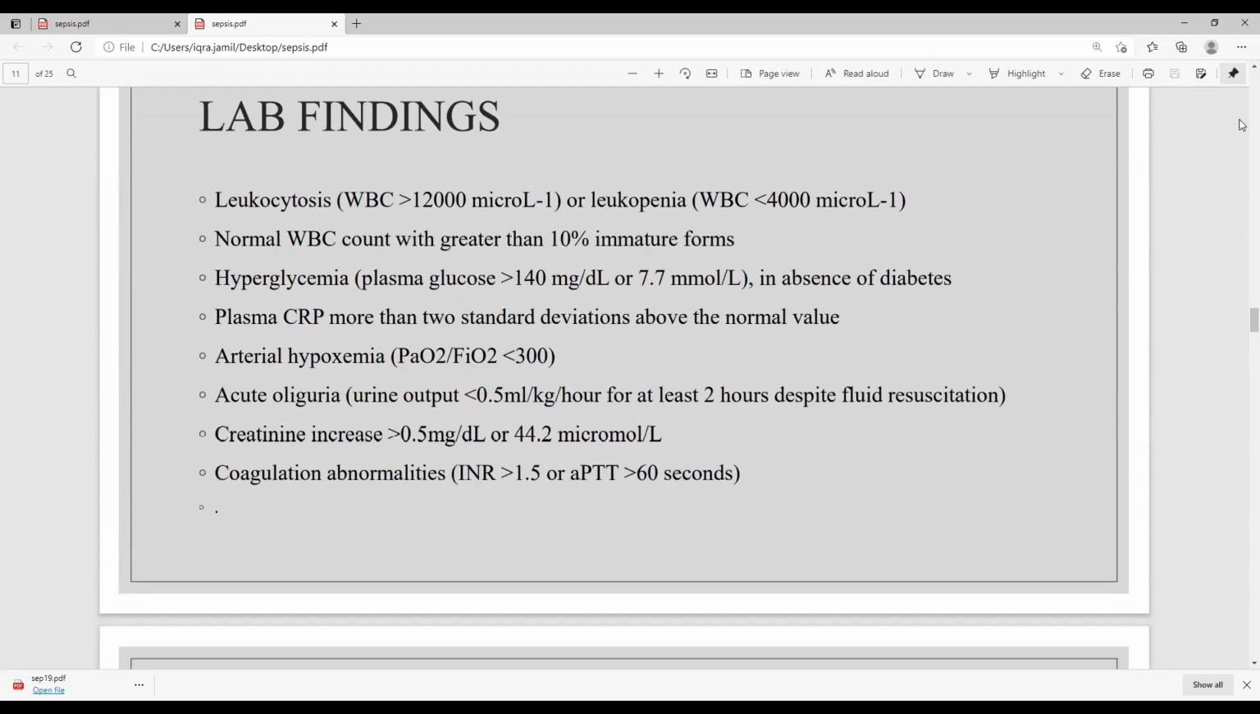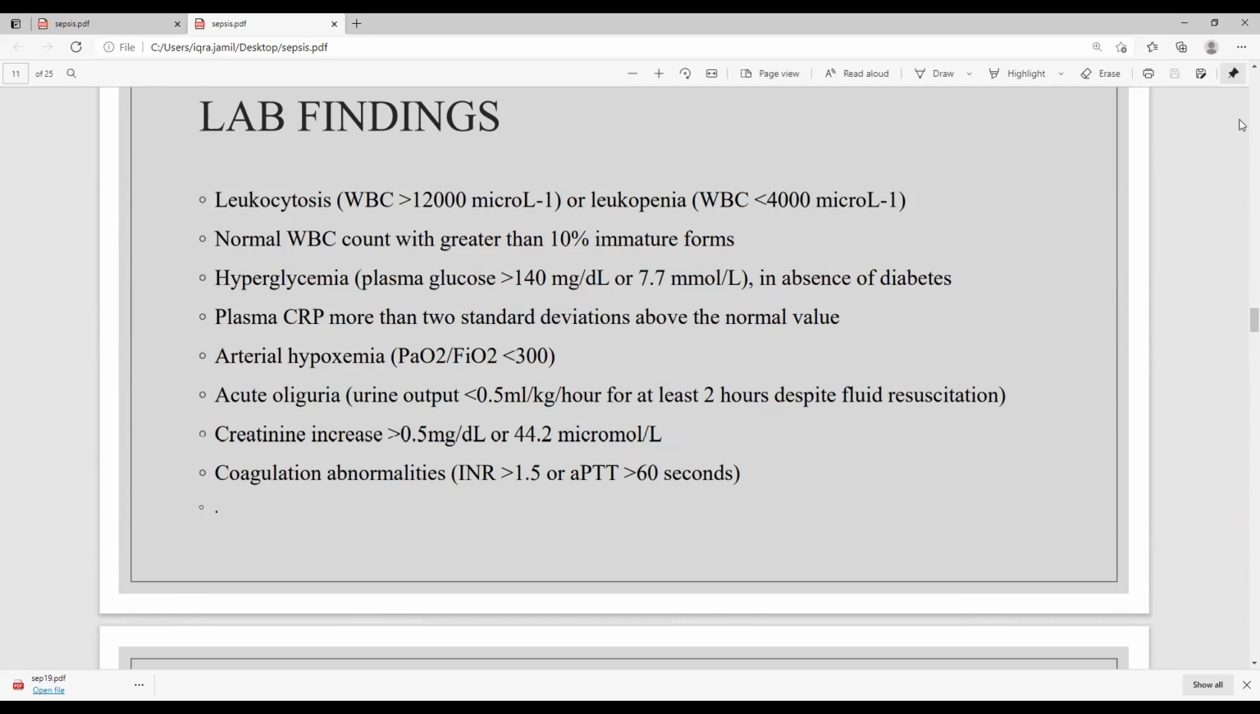Lab findings: leukocytosis more than 12,000 or less than 4,000. Normal WBC count with greater than 10% immature forms. If the WBC count is normal, immature cells will be 10% or more. Hyperglycemia more than 140 milligram per deciliter. Plasma CRP, C-reactive protein, more than 2 standard deviations above the normal value.